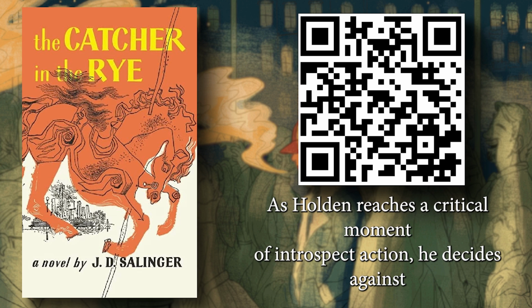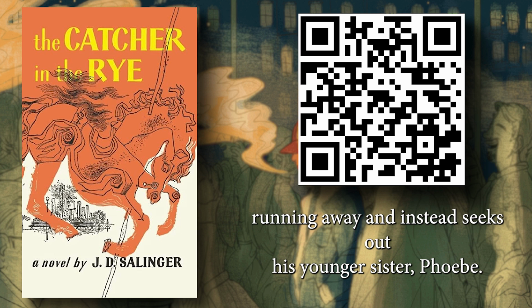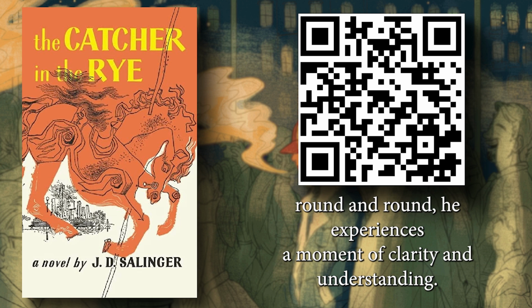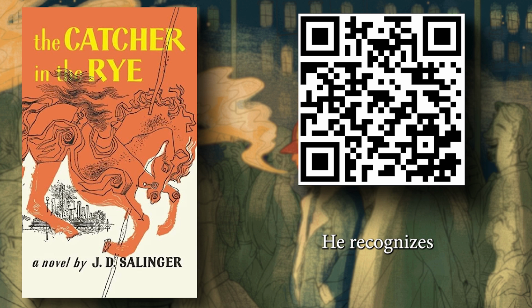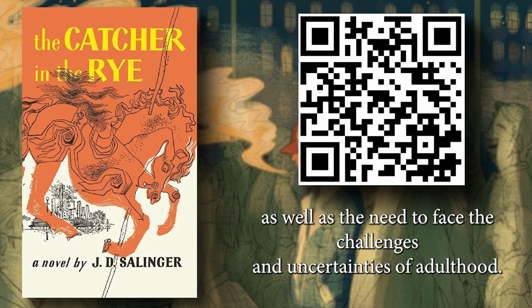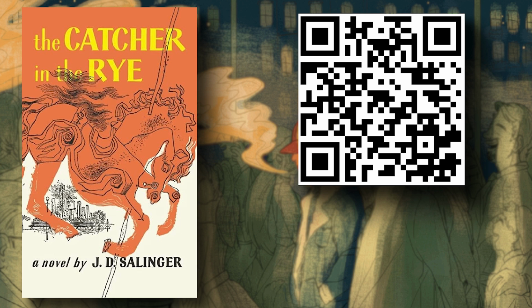Chapter 14. As Holden reaches a critical moment of introspection, he decides against running away and instead seeks out his younger sister Phoebe. They meet at a carousel in a park, and as Holden watches Phoebe go round and round, he experiences a moment of clarity and understanding. He recognizes the importance of embracing the fleeting beauty and innocence of childhood, as well as the need to face the challenges and uncertainties of adulthood.